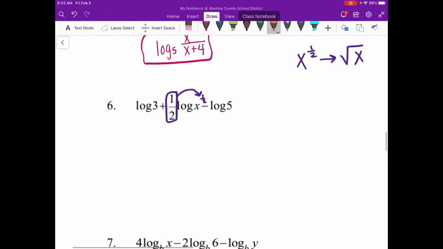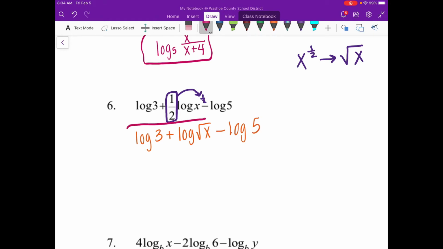So this problem becomes log, no base. So remember that's an invisible 10, which is log 3. And then log of x to the 1/2, I almost did it there. We're going to write it as log square root of x. And then minus log 5. So take it 2 parts at a time. I'm going to focus on these two first because there's a lot going on. We have a plus and then a minus. So just one at a time here.